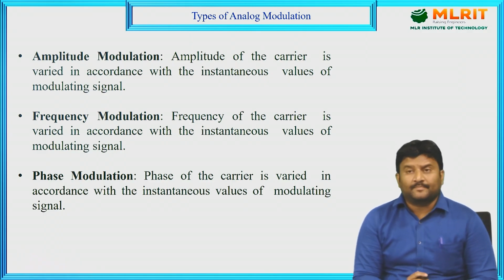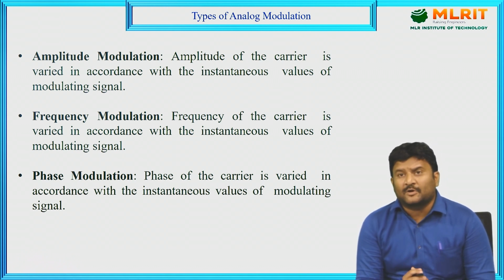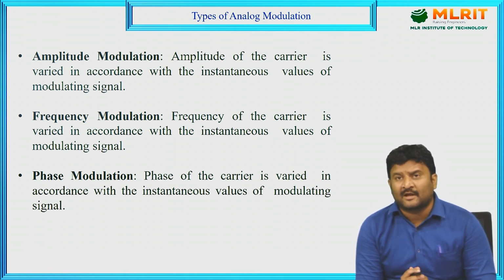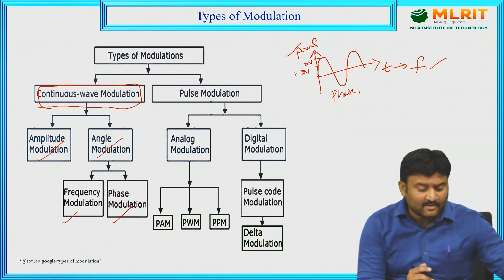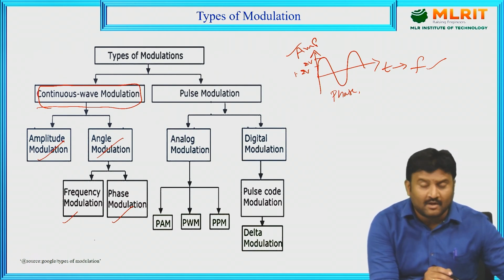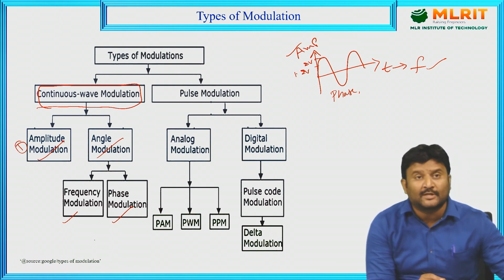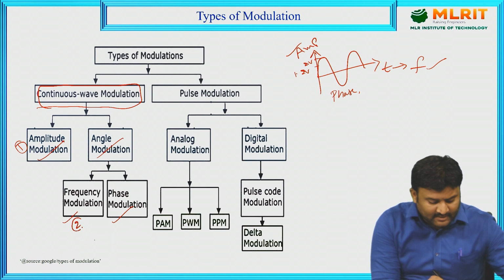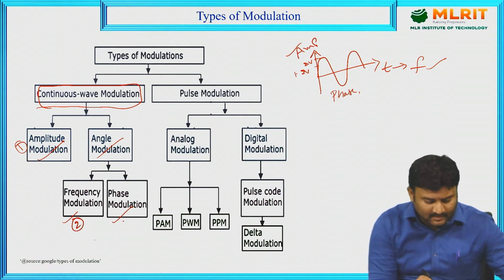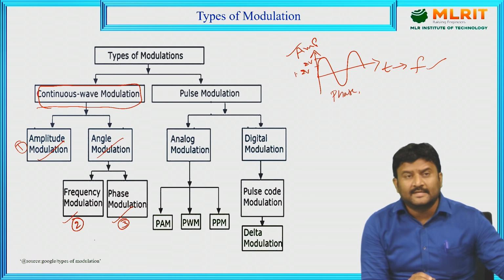First of all, what are the types of analog modulation techniques? Observe here, what are the types of analog modulation? Continuous wave, it is also called analog wave. What are the different modulation techniques? Observe, the first one is amplitude modulation. The second one is frequency modulation, and the third one is phase modulation. These three come under analog modulation techniques.